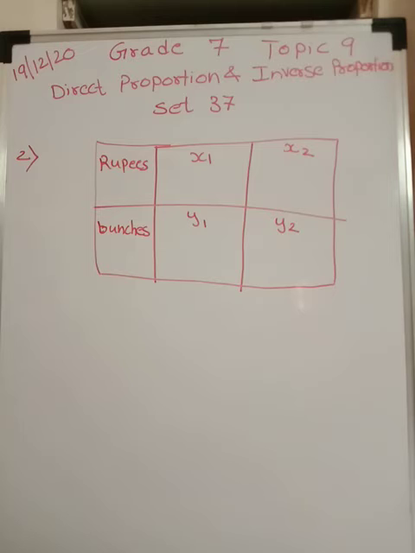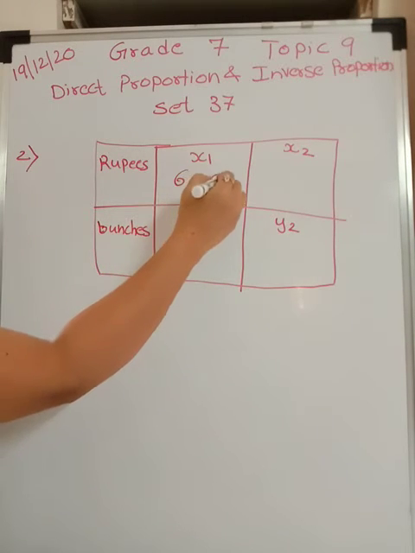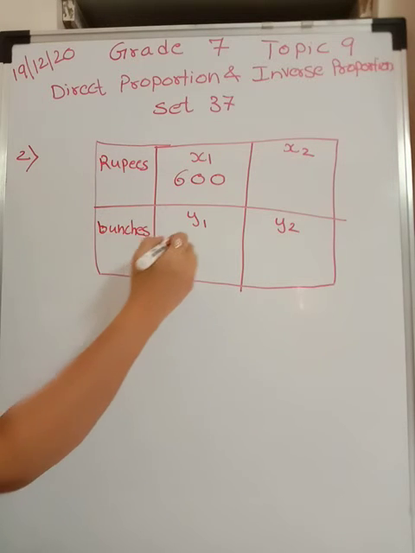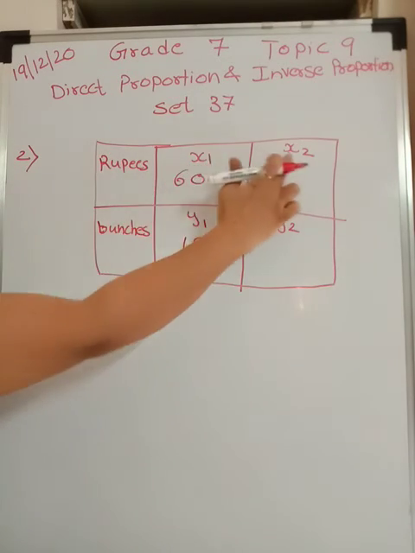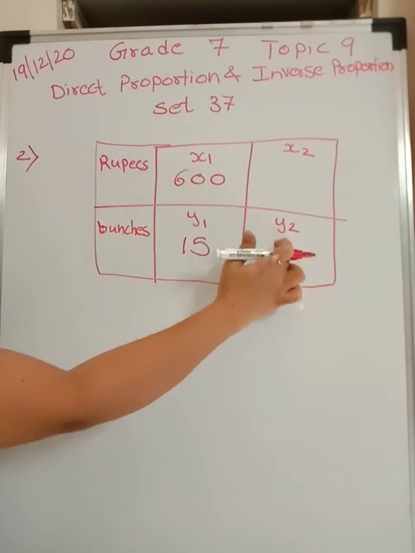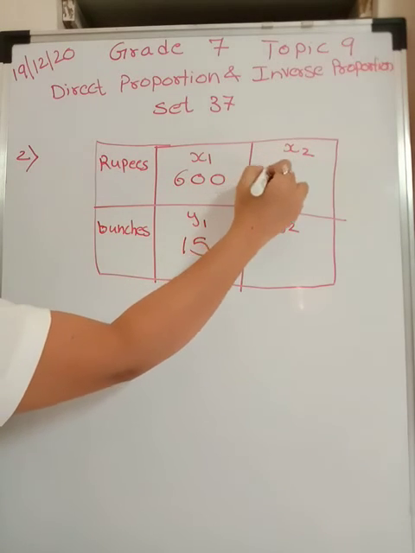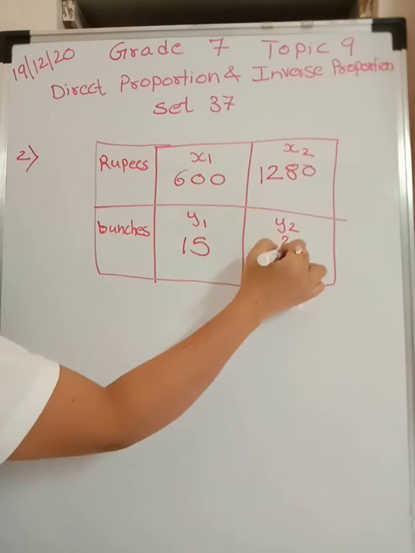600 rupees buy 15 bunches of feed. Rupees is how much? 600. 600 rupees is going to buy how many bunches? 15 bunches. So x1, y1. Rupees x1, x2, same; bunches y1, y2. Now, how many will 1280 rupees buy? Rupees now x2 is 1280, and this will be the question mark.